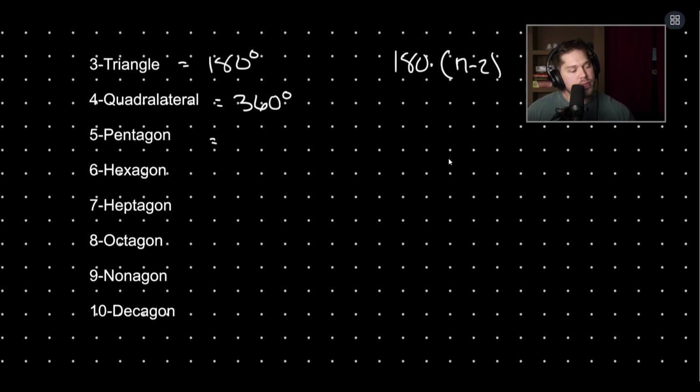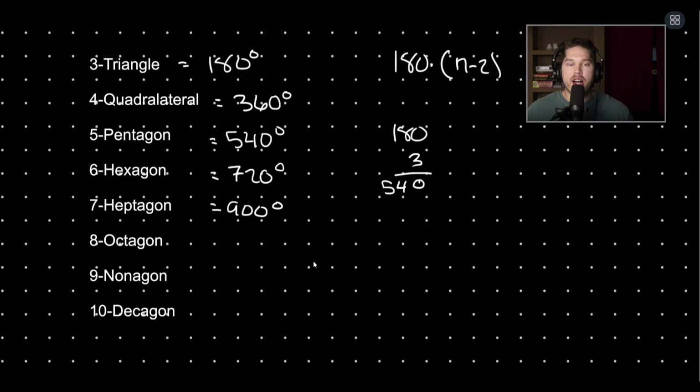For a pentagon, we're going to have 5 minus 2, and that's 3. And so we have 180 times 3. You can multiply this across and get 540 degrees. We already solved for a hexagon and found it to be 720. We solved for a heptagon and found it to be 900.